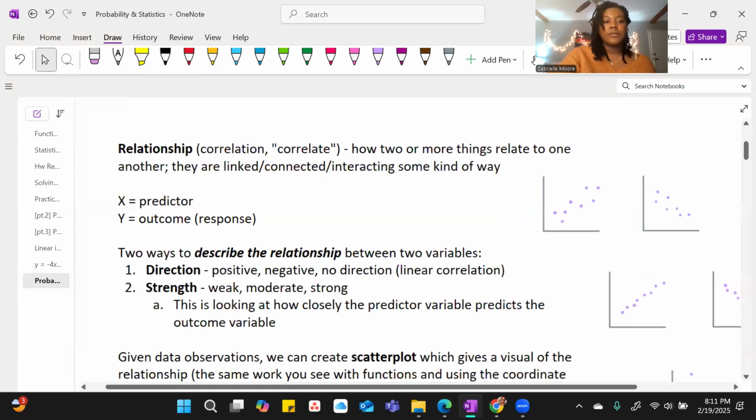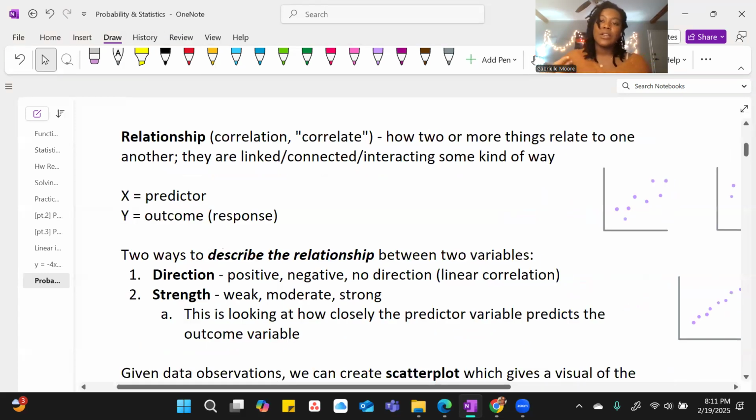So we refer to the relationship, if there is one, as a correlation, or we may say correlate. So what we're saying here is that they are interconnected some kind of way. Now, it doesn't automatically mean there is a cause and effect where one leads to the other directly, but just that they associate.